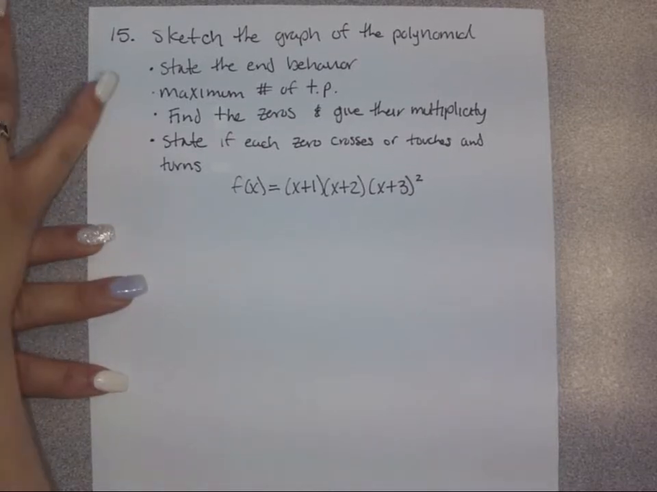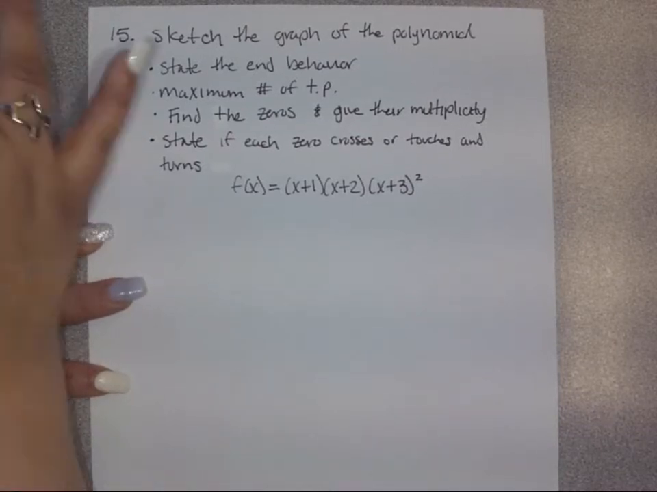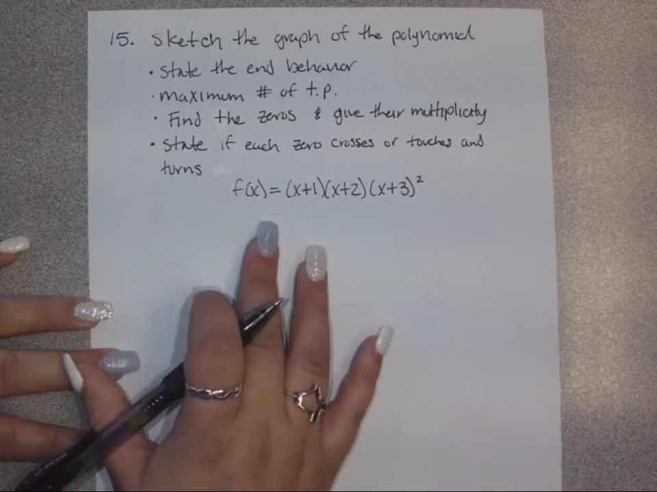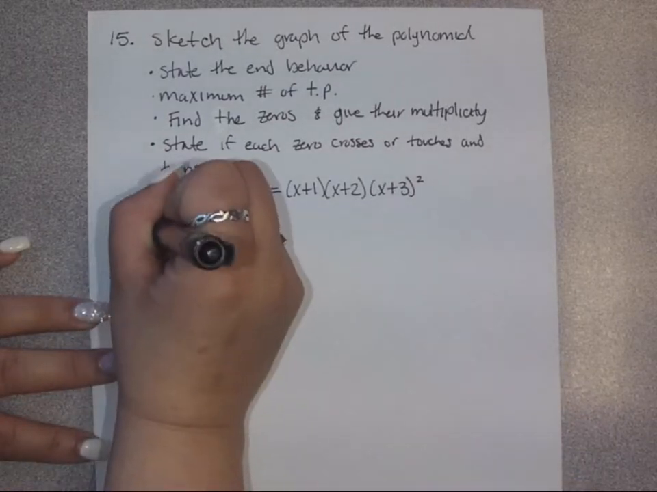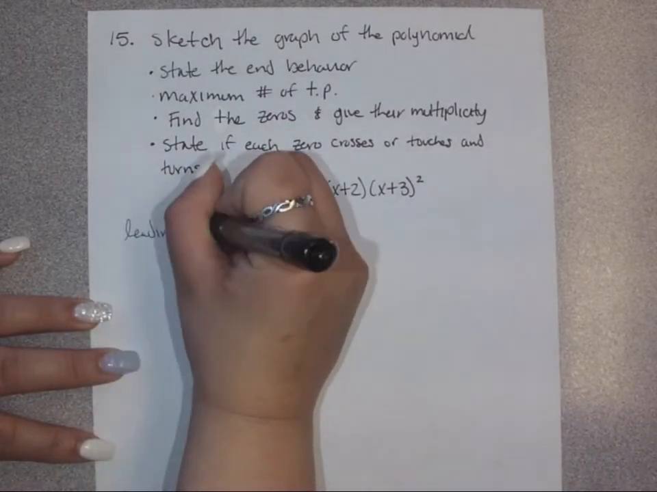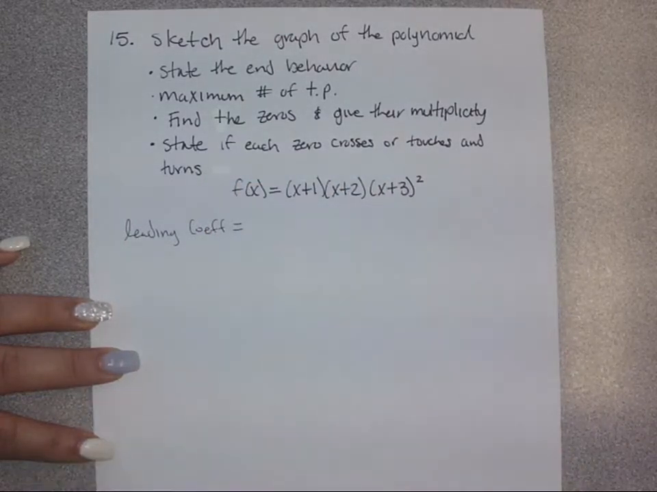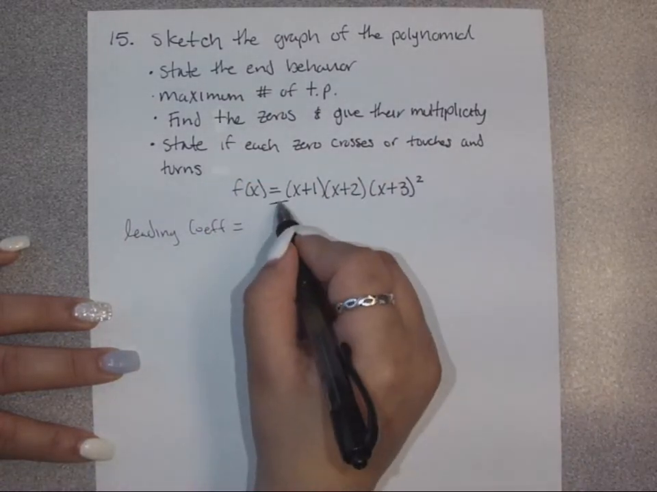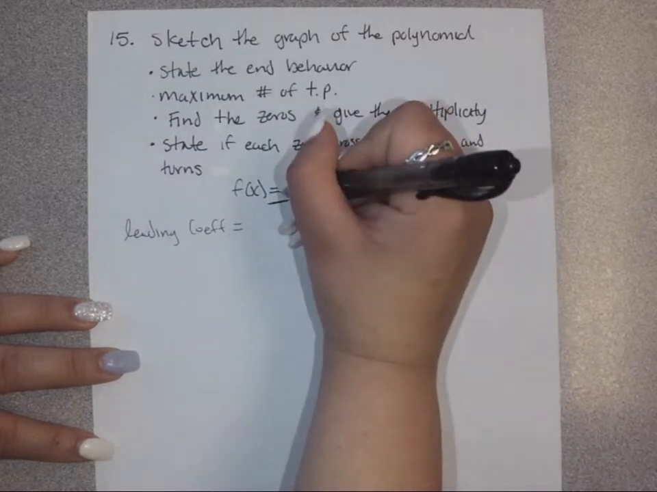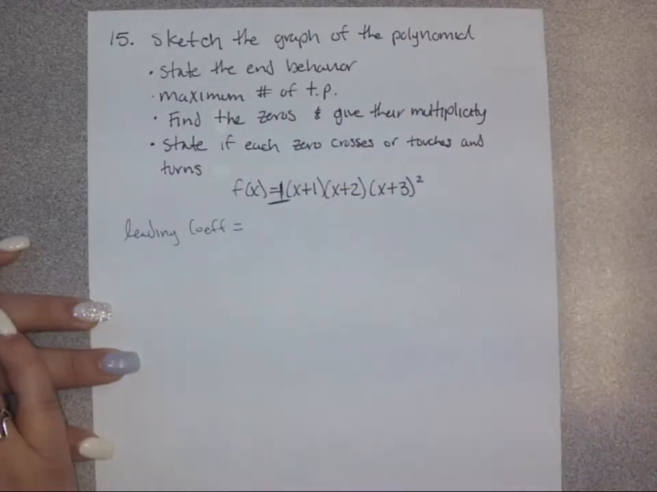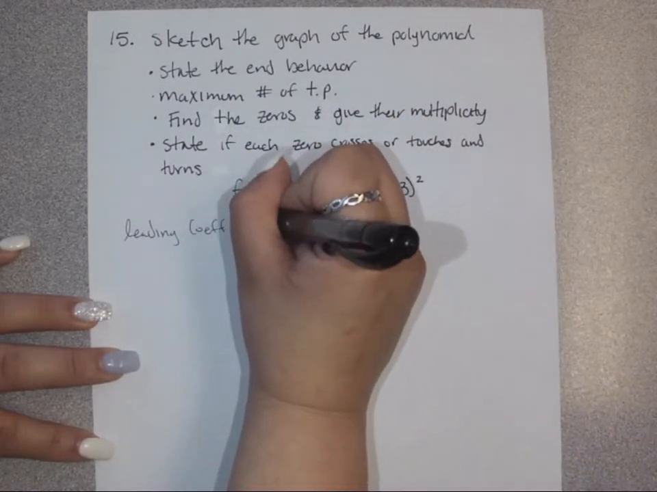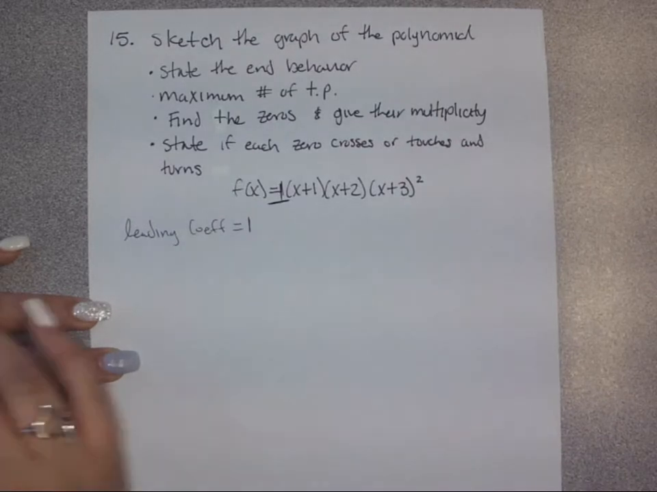So we start by stating the end behavior. Your end behavior comes from your leading coefficient. In this case, our leading coefficient is basically your a, right? So you look at your polynomial here. There's no number there, but it's understood to be a 1. So our leading coefficient is 1.